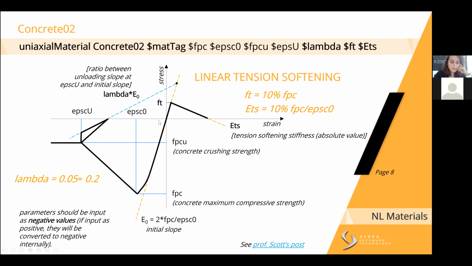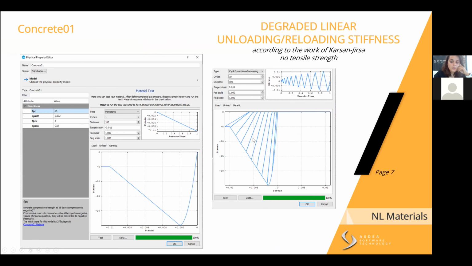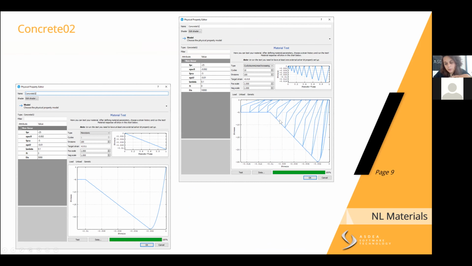So what does this mean? I don't know if you guys remember, we talked about how the unloading and reloading stiffness is degrading in Concrete01, like this. For Concrete02, we can have a different kind of degradation, which actually captures a bit better, mathematically, the behavior of concrete.